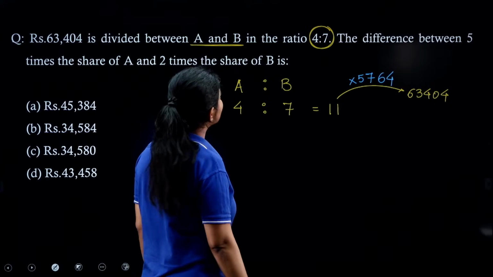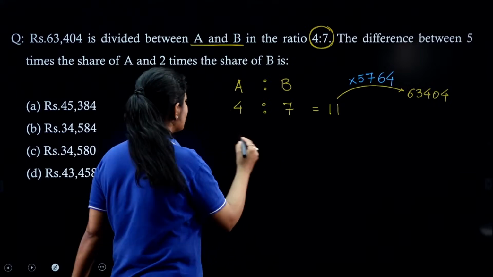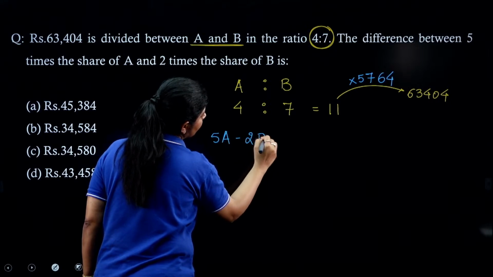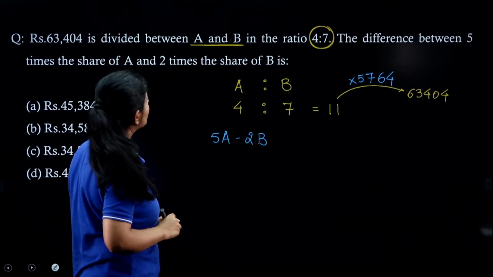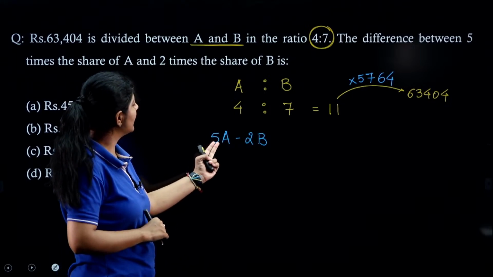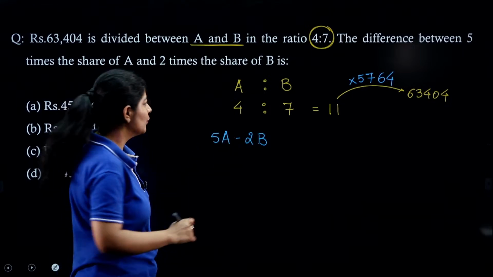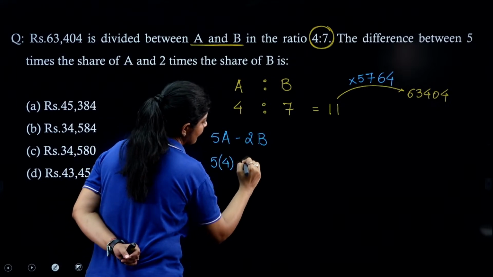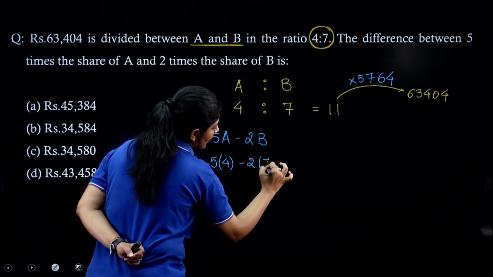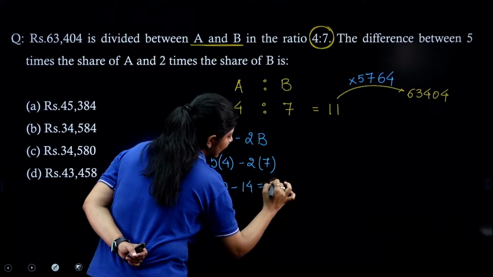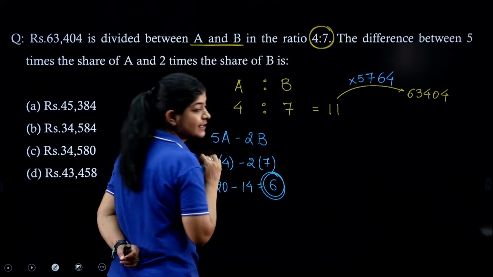Now the question says we need to find the difference of 5 times of A and 2 times of B. So we need to find 5A minus 2B. We put in the values: 5A minus 2B gives 20 minus 14. That means we need to find the value of 6.